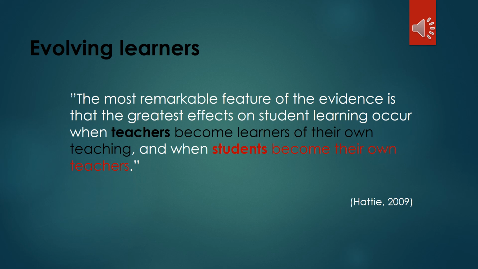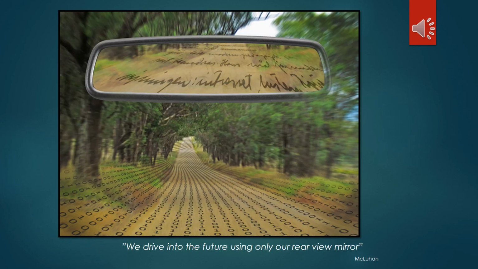And John Hattie said, from his meta-studies of meta-studies, the most remarkable feature of the evidence is that the greatest effects on student learning occur when teachers become learners of their own teaching and when students become their own teachers. So I see that he is trying to say that we have to view learning and the teaching process as a meta-learning experience in itself, and in that sense evolve as learners.